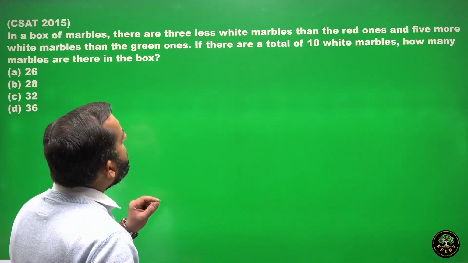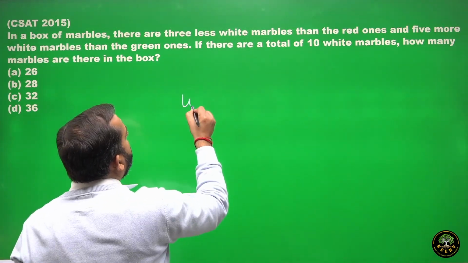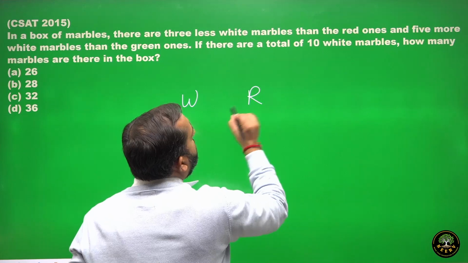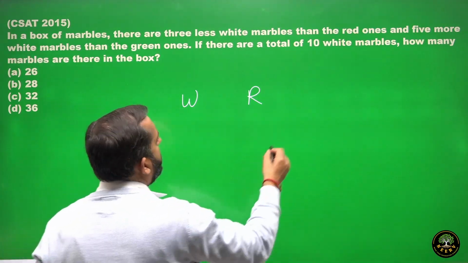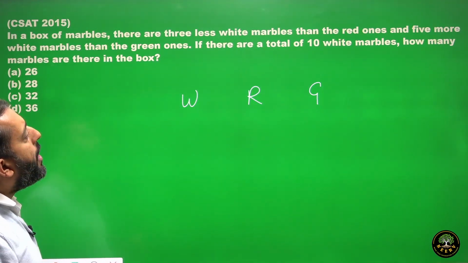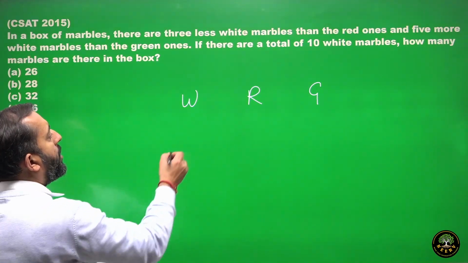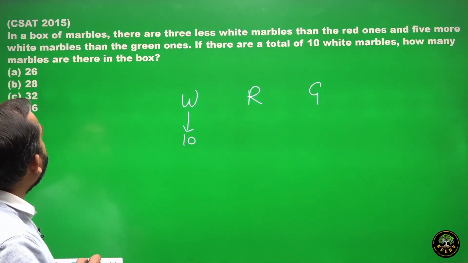there are three less white marbles than the red ones. So, we are having white marbles in the box, red marbles in the box, and five more white marbles than the green ones. And we are having green marbles in the box. If there are a total of 10 white marbles, the count of white marble is 10. How many marbles are there in the box?